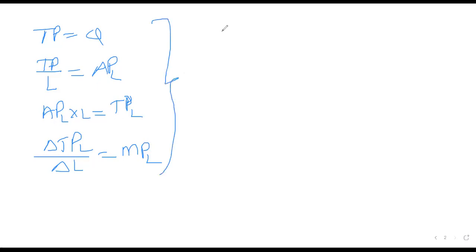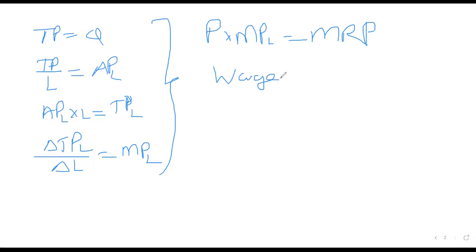Then if you're given a price in the market and you multiply it by the marginal product of labor, what we get is called the marginal revenue product. The wage is the same as marginal resource cost, or the change in our total cost is called the marginal resource cost. So our key is always to ensure that we employ laborers that give us more revenue than our cost.